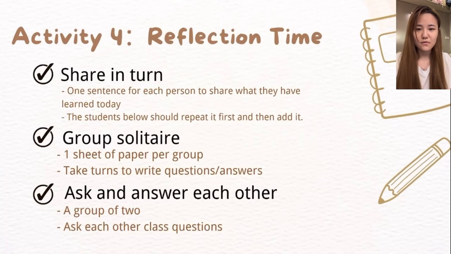Okay, I will share 3 activities. First one, take turns sharing. Students sit in a circle, each saying one thing they learned today. The next student must repeat the answer before and then add their own. This builds listening and speaking skills. Second, group write. Each group gets one paper. The first student writes a question. Others take turns and then answer all the questions. This makes the review fun and interactive.